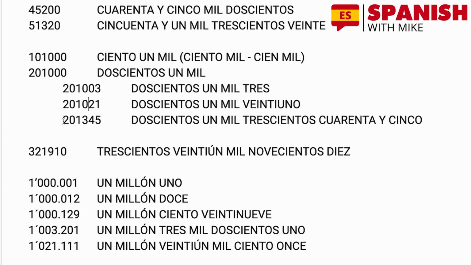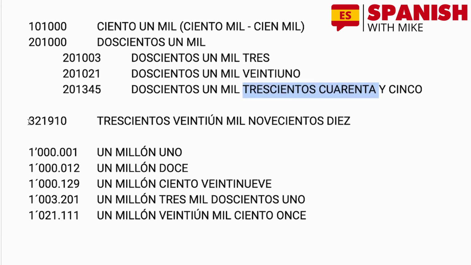201,345 would be 201,345. So in this case, we would have the thousands, the 100,000, 321,000, and then the hundreds, 910. It's basically the same. We split in English 321,000, 920, 910.